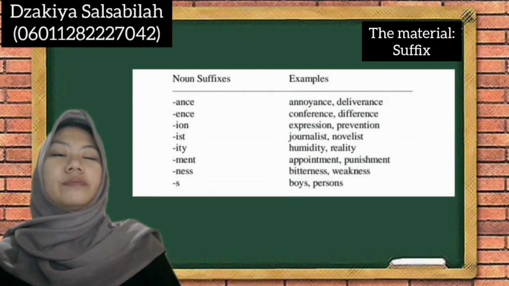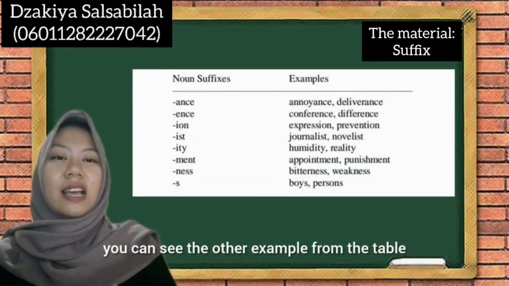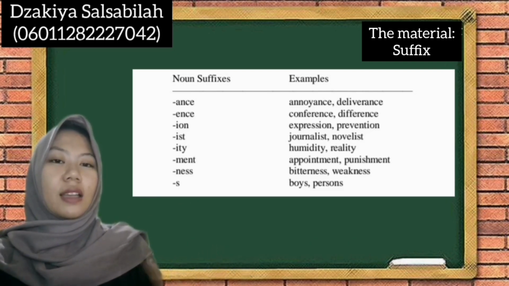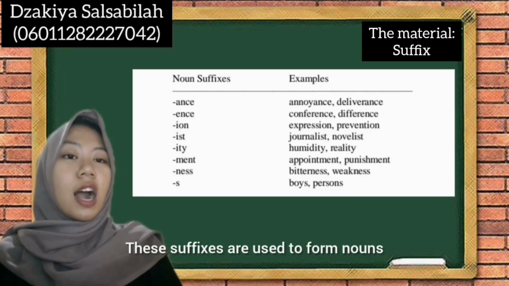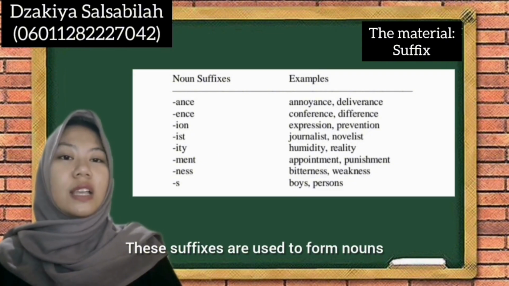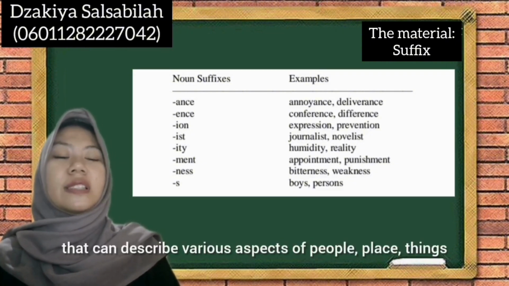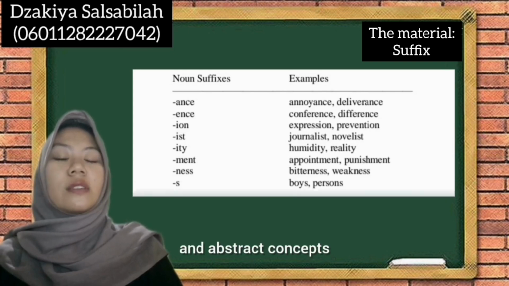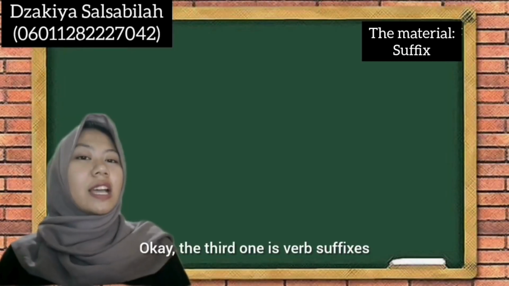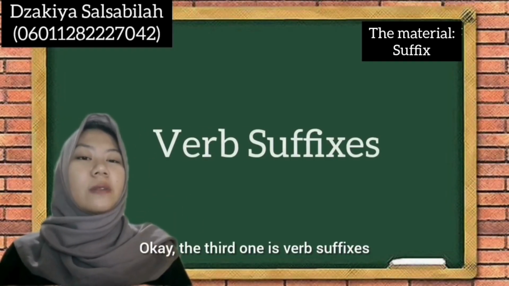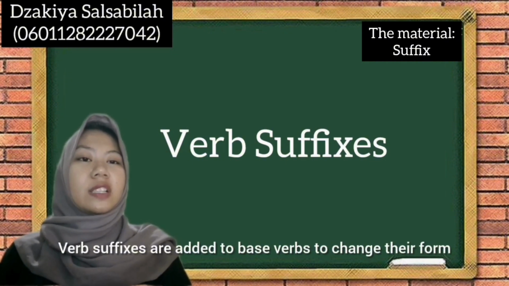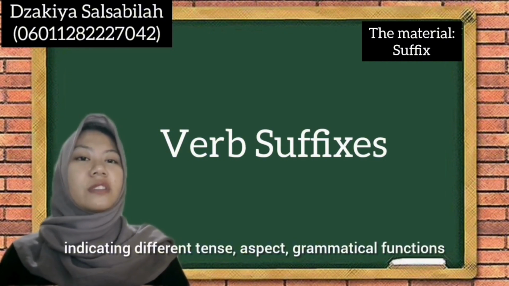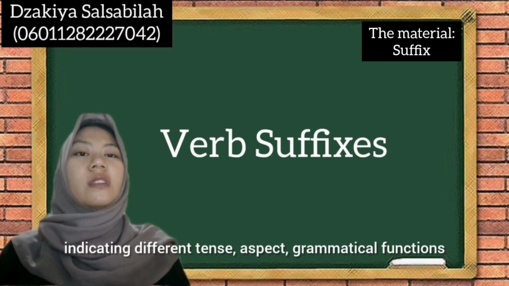and you can see the other examples from the table. These suffixes are used to form nouns that can describe various aspects of people, places, things, and abstract concepts. Okay, the third one is verb suffixes. Verb suffixes are added to a base verb to change its form, indicating different tense, aspect, or grammatical function.